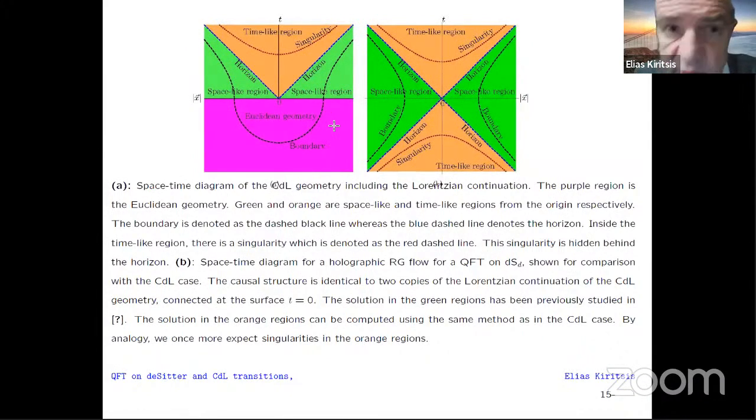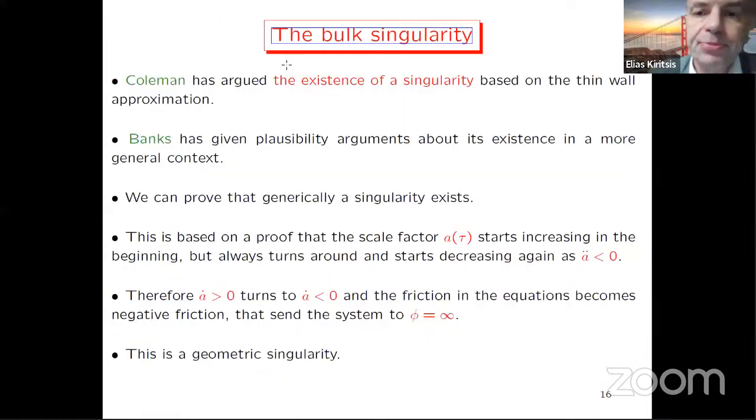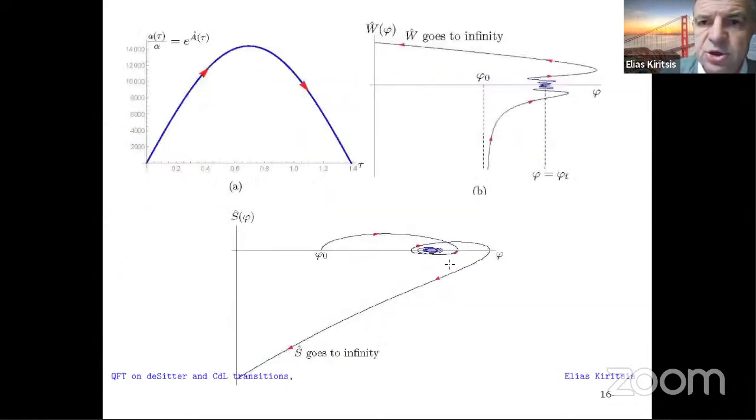So this is well known, and moreover, typically people expect that inside this piece, you will have eventually a singularity or a big crunch in your Lorentzian metric. The singularity was argued since the time of Coleman. Banks gave further plausibility arguments about its existence. One can prove that generically a singularity exists, and this is based on a proof of what the scale factor does. And in fact, let me show you the behavior, which in fact is generic.